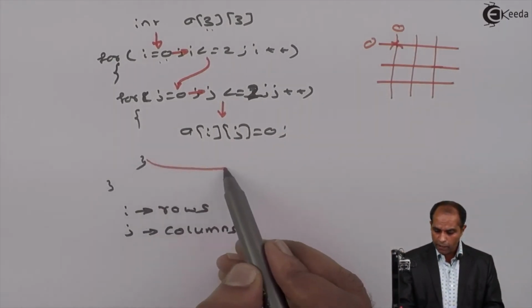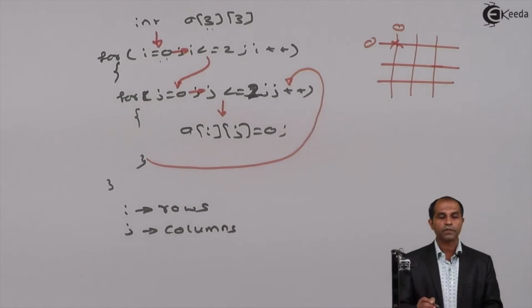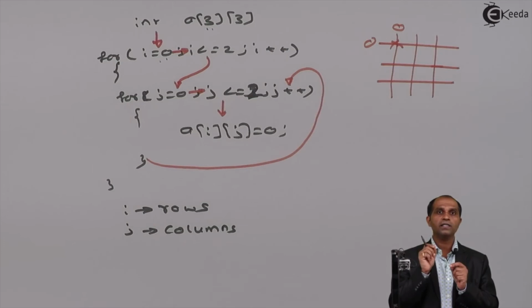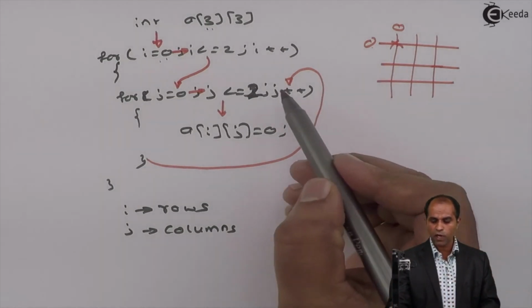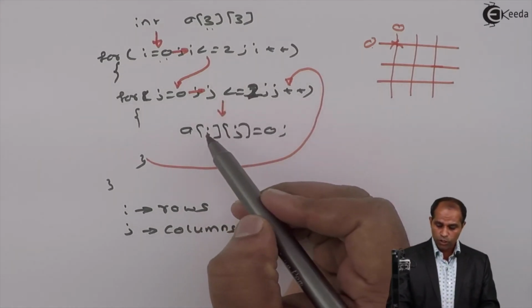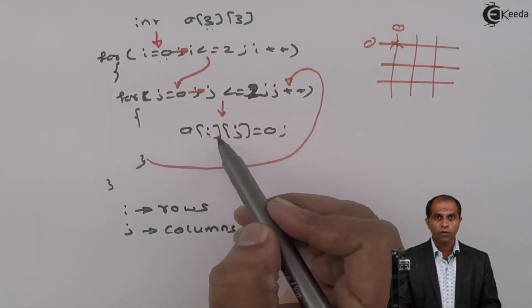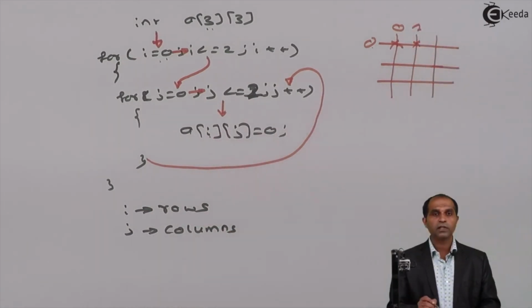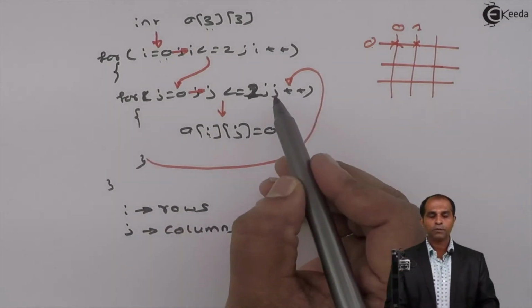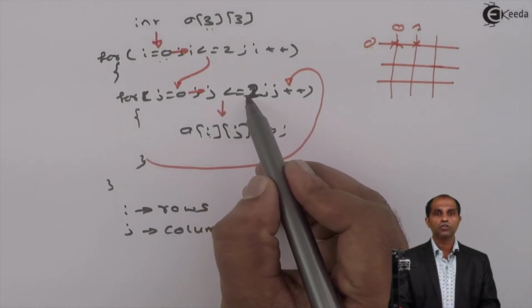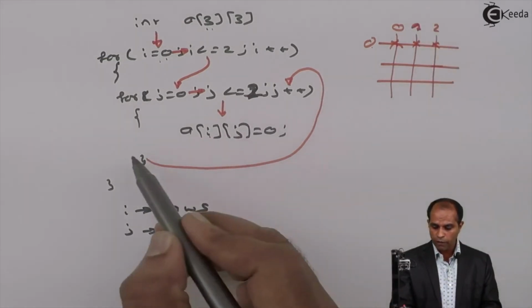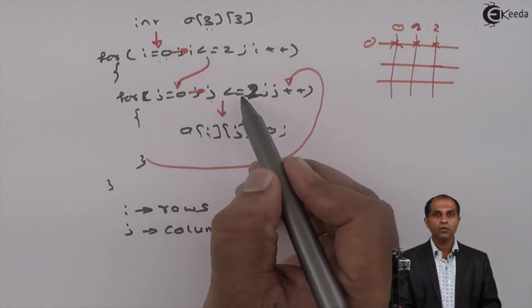Now, when you go back, this goes to j plus plus. So what remains constant? What changes? In this case, i is kept as 0 and j changes to 1. 1 less than or equal to 2, true. Substitute the values: i is 0, j is 1, so a of 0, 1 is set with 0. I'm taking the second element. When you go back, j plus plus, j becomes 2. 2 less than or equal to 2, true. a of 0, 2 is set with 0. Now when you go back, j becomes 3. 3 less than or equal to 2, false.